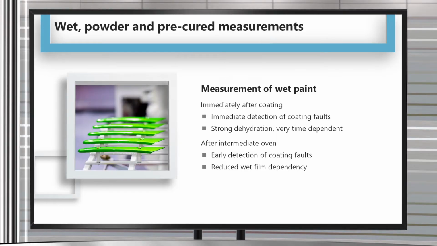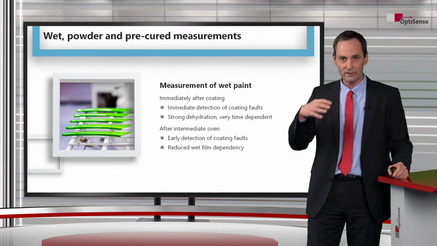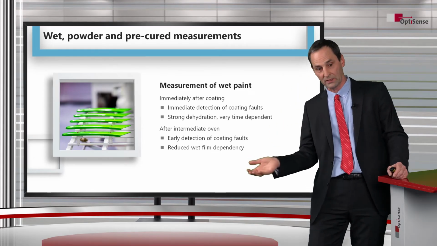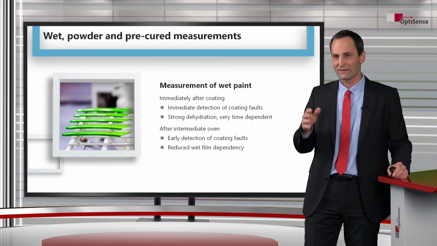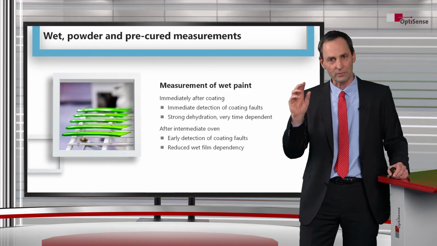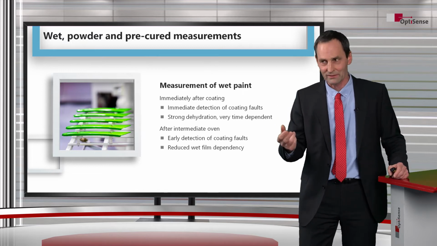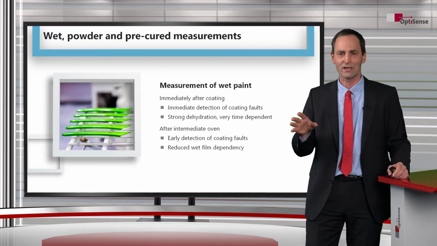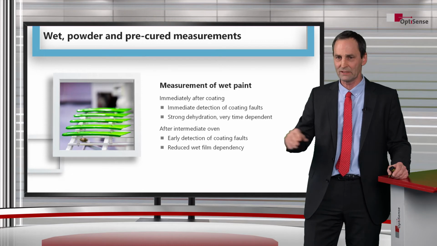Firstly, what you have to distinguish is, are you measuring really in the wet state? Are you measuring in the powder state or in the cure state? In the wet state, we decide between totally wet, that means directly after application. Then the advantage is to be very fast, very early. The disadvantage, you really see every kind of dehydration of this shrinking material.